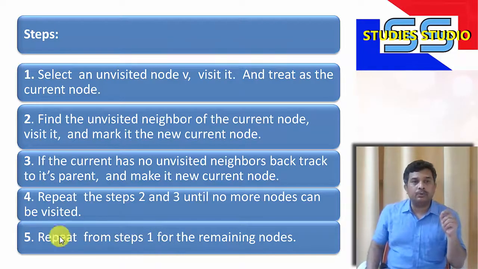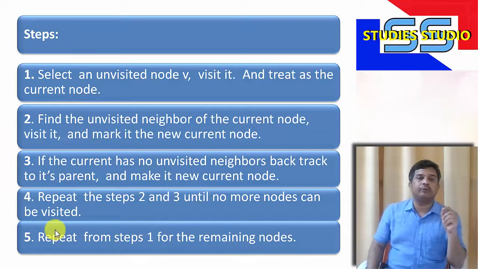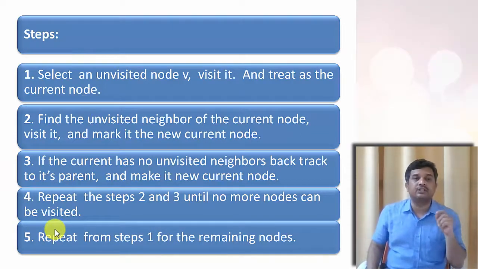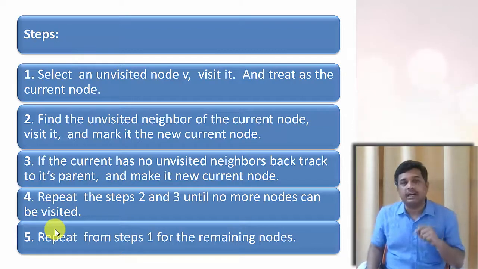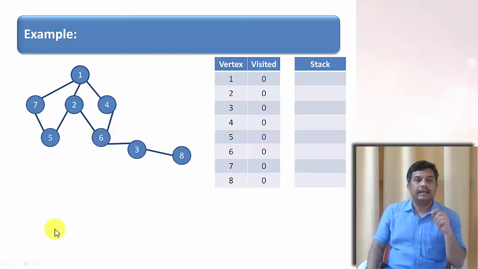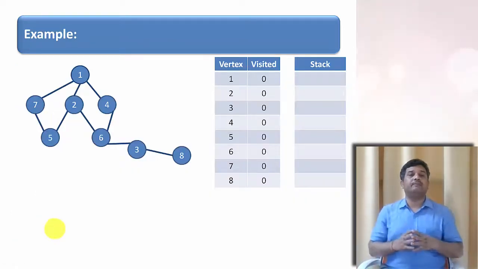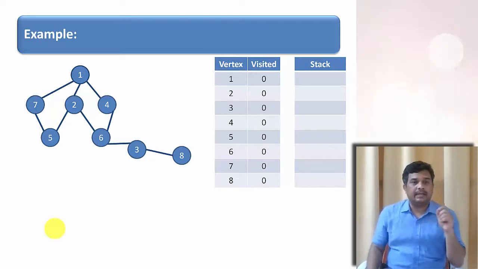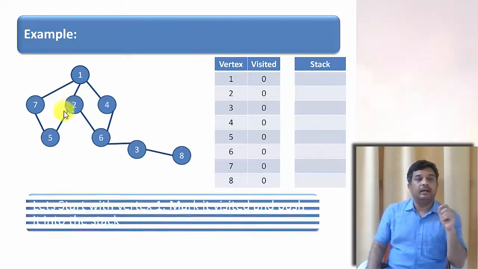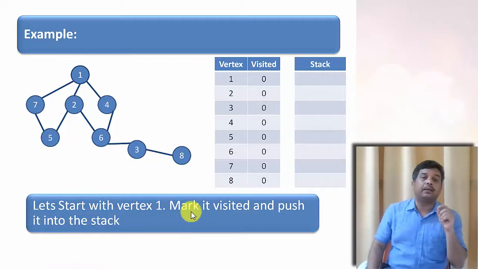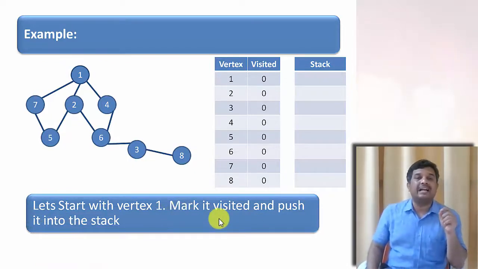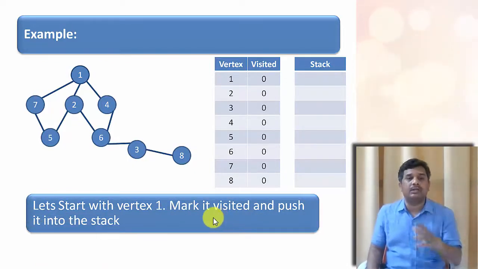So we are going to repeat all these steps in order to find the depth-first search tree of a given graph. Let us try to do the problem with the help of an example. So let us say this is the graph given. Let us start with vertex 1. We are going to mark it as visited and push it into the stack.